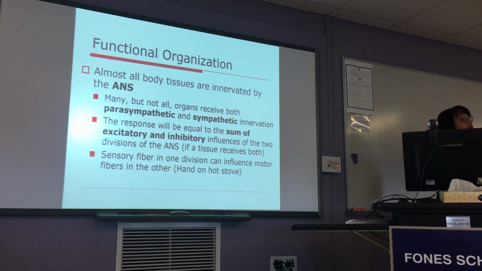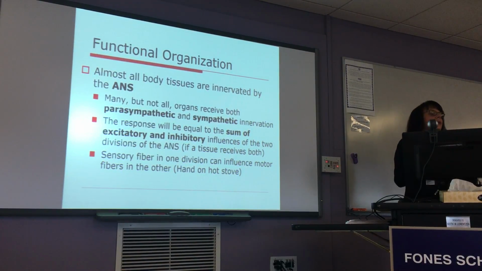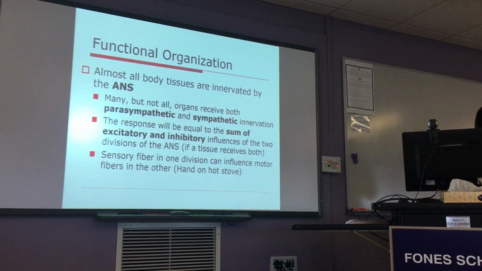Again, almost all tissues are innervated by both systems of the ANS, okay? But the response that we have is a sum of both the excitatory and inhibitory influences. What does that mean? It means that one may overtake the other. They can either balance each other out, you can be somewhere in the middle, just kind of walking around, or we can be in flight mode, or we can be in veg mode, all right? So the effect on your body is a combination of the two of them.